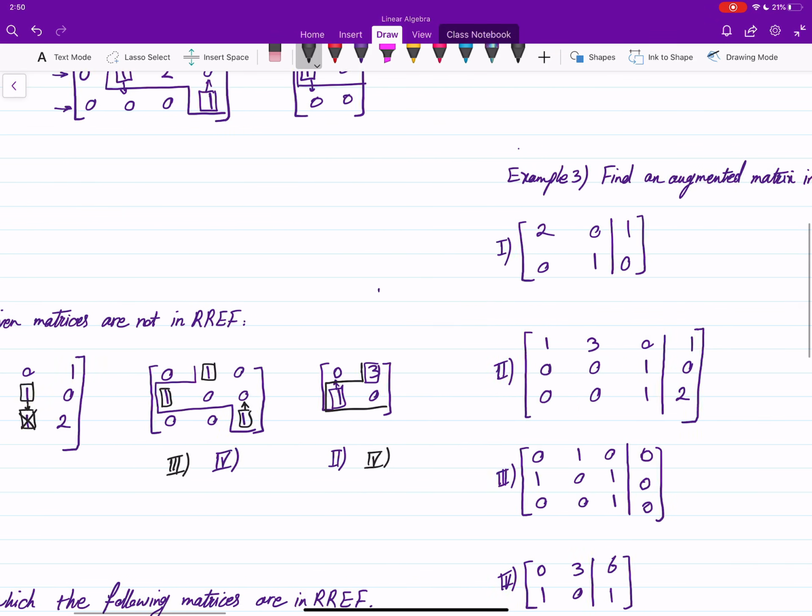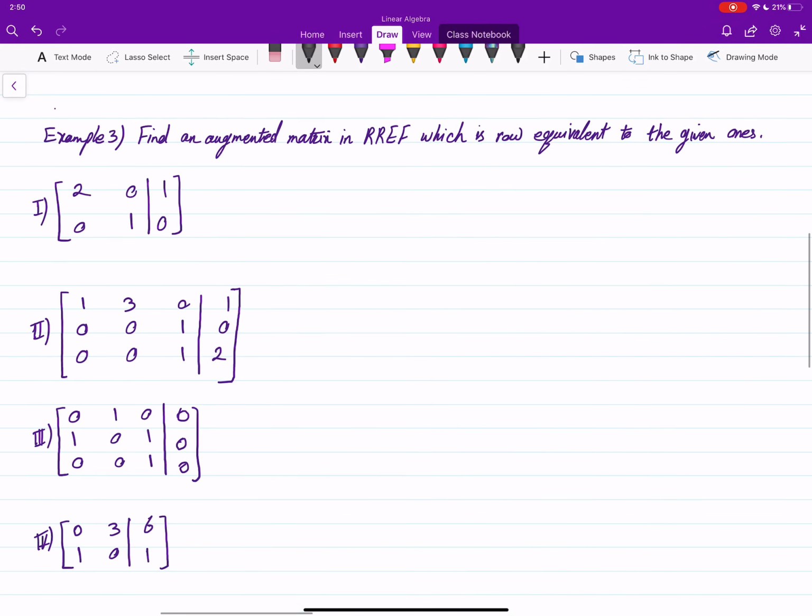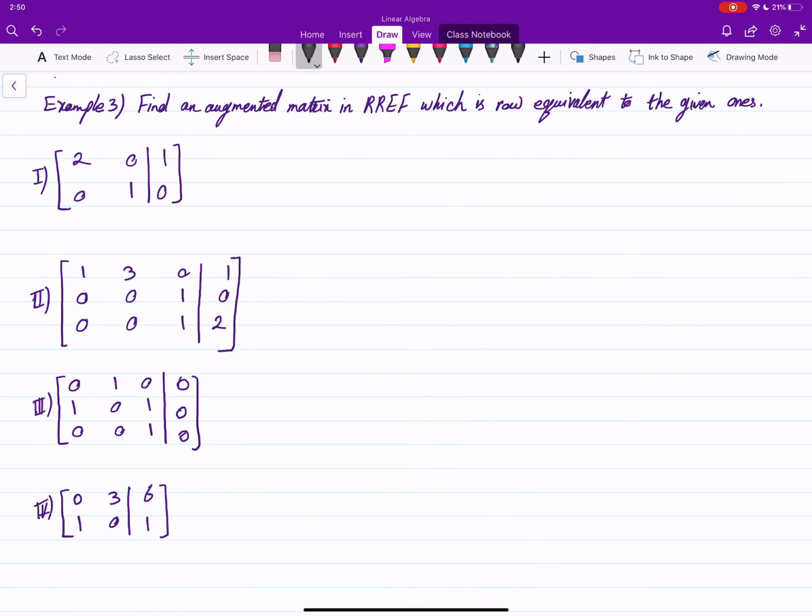Let's do a few more things. Find the augmented matrix in row reduced echelon form which is row equivalent to the given ones. Row equivalent means that when we do row operations, we get to that matrix. In other words, what this question asks is to do some row operations and turn these augmented matrices to row reduced echelon form.